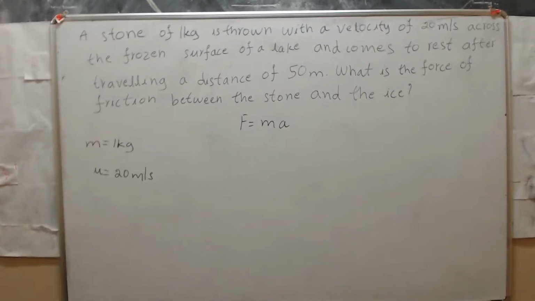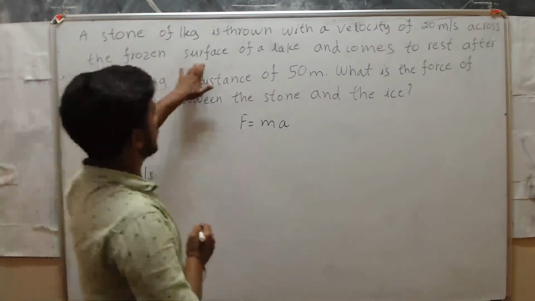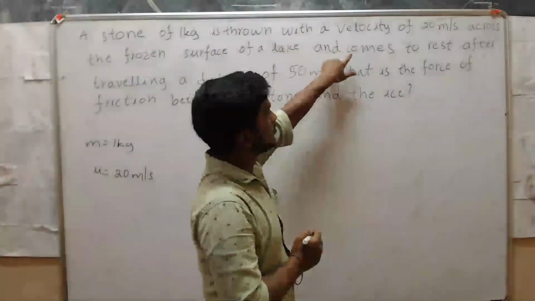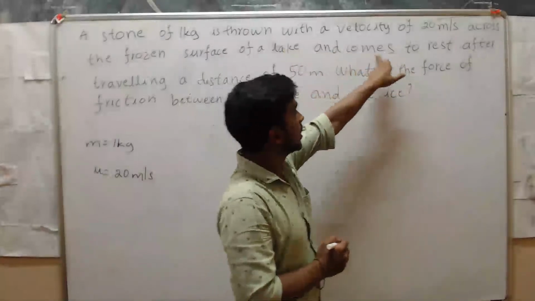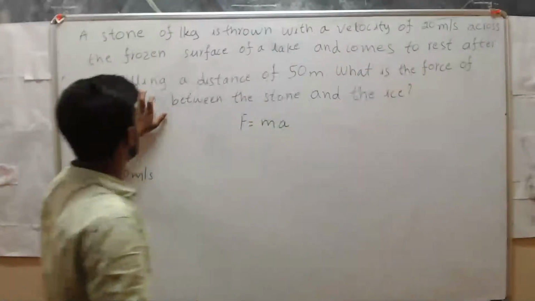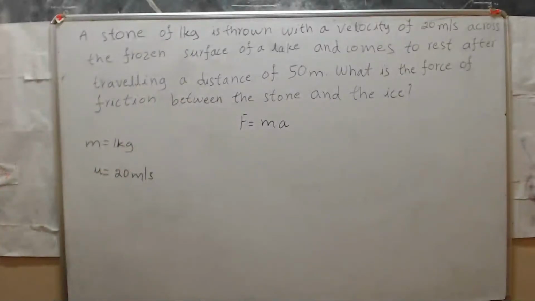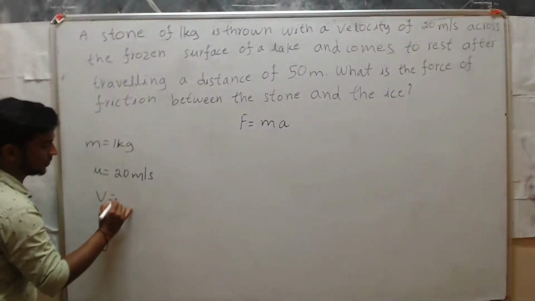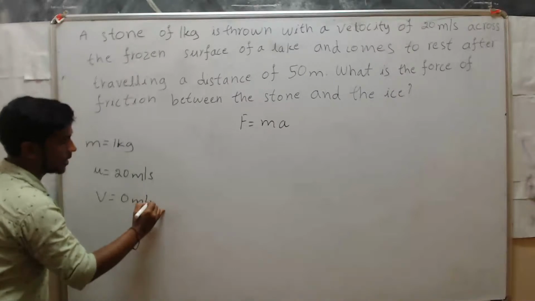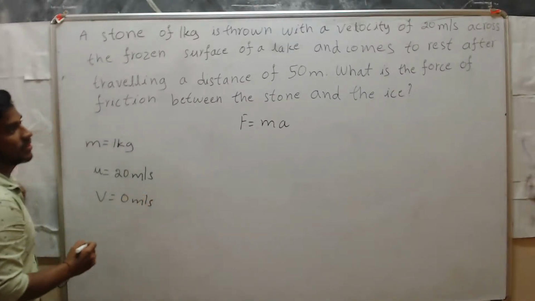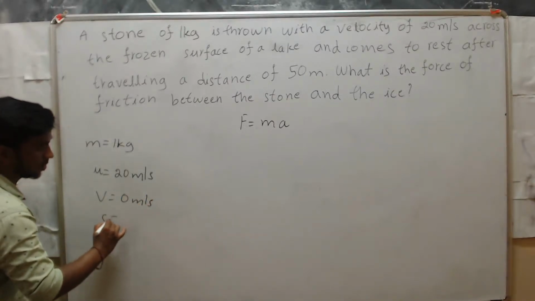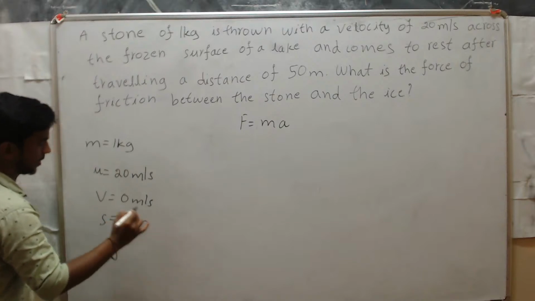Okay, so u is equal to 20 meter per second. The stone falls on the surface of a lake and comes to rest after traveling a distance of 50 meter. So clearly we can say that the final velocity of that stone is 0 meter per second. Then what is the distance traveled? That is s is equal to 50 meter.